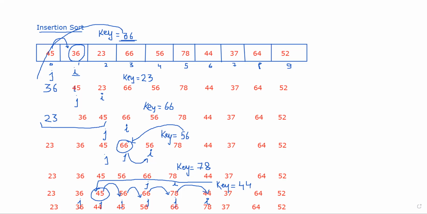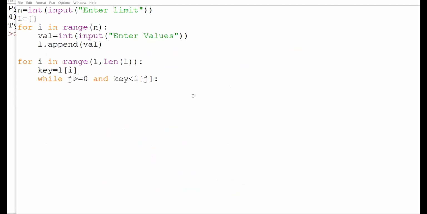Fine. So in j plus 1 we are storing the jth value. We will write something like this: at j plus 1 position we are storing the jth value. This is also clear? And then j we have to decrement. So j is equal to j minus 1, because we have to keep on decrementing the value of j.